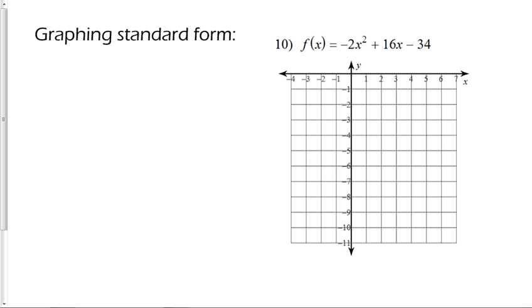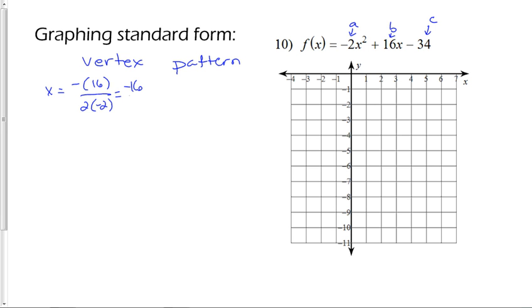And here we go. This one is number 10 on the worksheet. So remember, the vertex is what we need to find, and we need to take care of the pattern. So let's take care of the vertex first. A is right here, b is next to the x, c is a number without any x's. So we find the x-coordinate first, the opposite of b, all over 2 times a. For that one, you end up with negative 16 over negative 4, which is 4. So the x-coordinate of the vertex is 4.